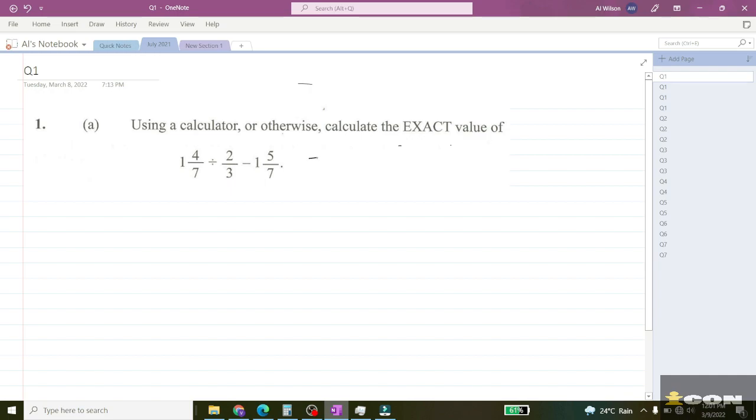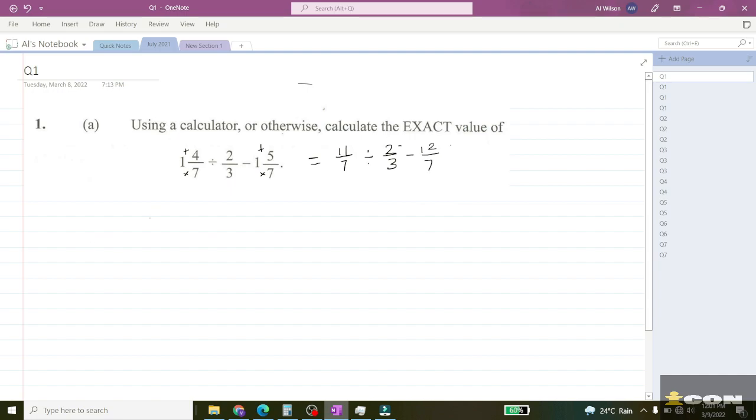In my very first step, I will convert the mixed fractions to improper fractions. To do this, what I will do is multiply the denominator to the whole number and add that value to the numerator. So 7 times 1 is 7, plus 4 will give us 11/7, divided by 2/3, which is subtracted by 7 times 1 is 7, plus 5, which is 12.